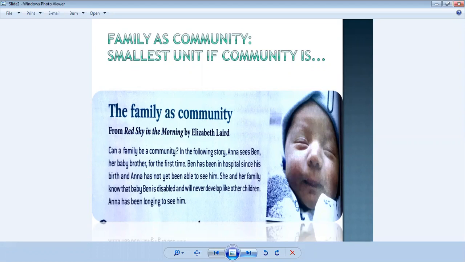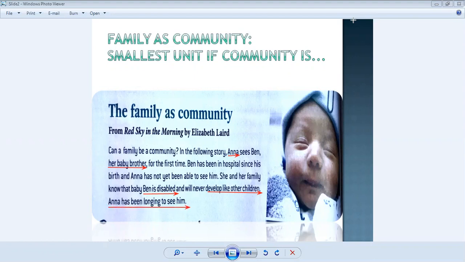Okay, so here, this is one part of the story, if you see that over here. What was this story about? The story is about Anna as a girl, as a sister, and her baby brother. So it's not just about Anna and Ben. And what is different from the others? Here, Ben is disabled, and at the same time he will never develop like any other children. So this was the highlight point of our story here. But this is the experience of Anna.